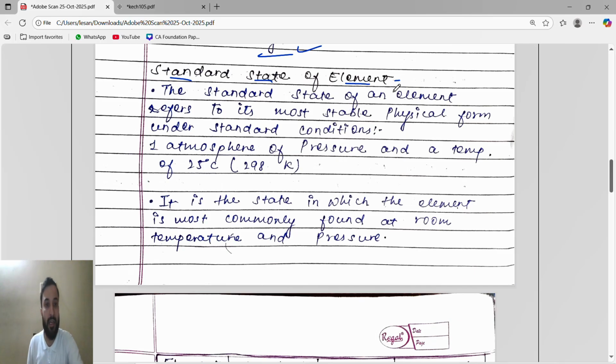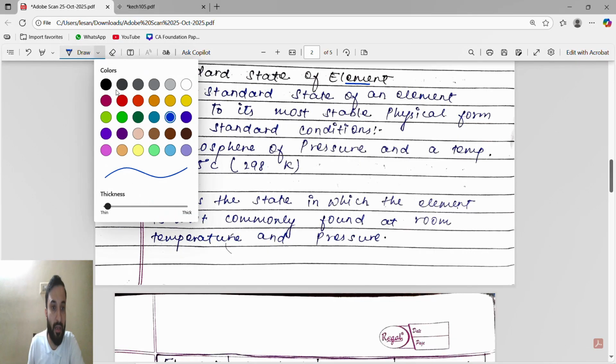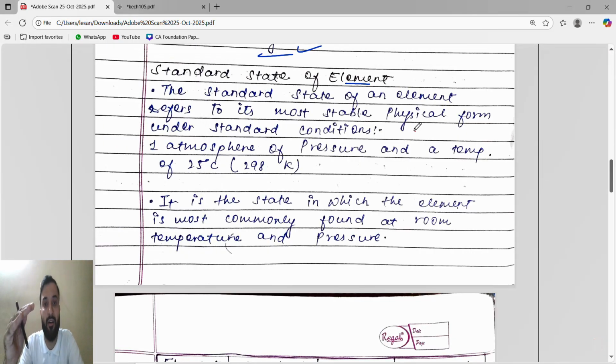Now see, standard state means by the name we will get to know, the element which is present in its standard state. So we have to focus on a few elements and remember which element is present in what standard state, because in the examination they are going to ask. If you know it, you know it. If you don't know, you will lose the marks.